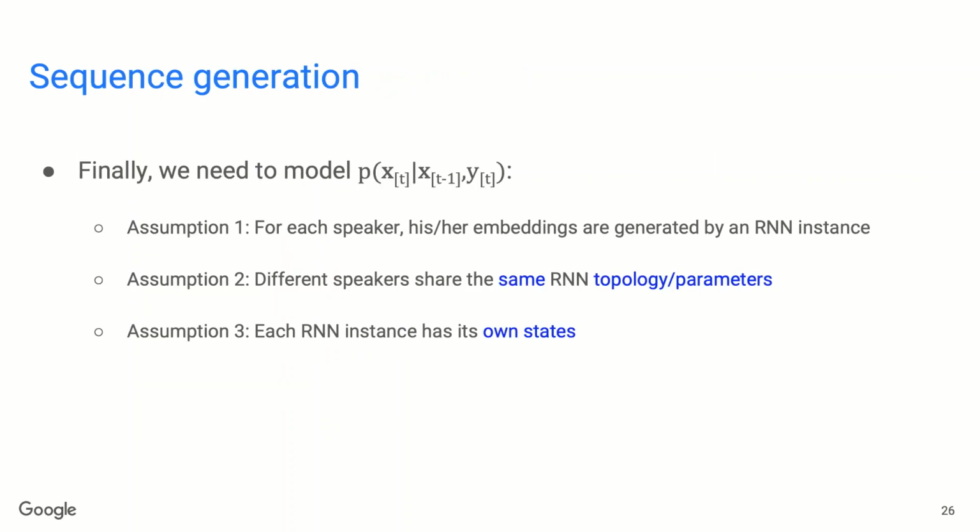Okay, we talked about speaker change and speaker assignment. Finally, let's look at sequence generation. Basically, we want to model X given previous X and Y. We have three assumptions. First, we assume each speaker's embeddings are generated by an RNN instance. Second, we assume for different speakers, their RNNs have the same topology and parameters. However, we assume each speaker's RNN has its own states.